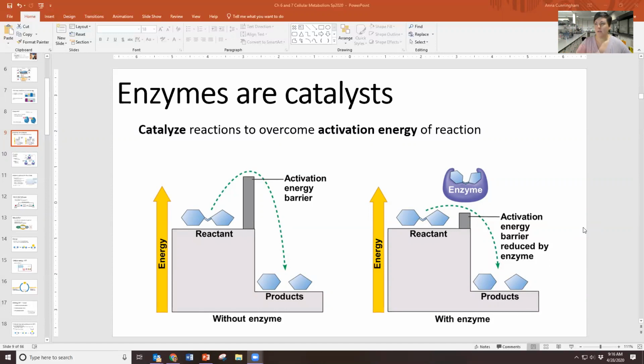So we have enzymes, again, for both anabolic and catabolic reactions. Enzymes are arguably one of the most important biological molecules in a biological system. We can't live without them. Okay.